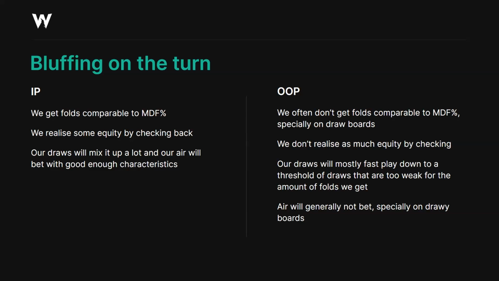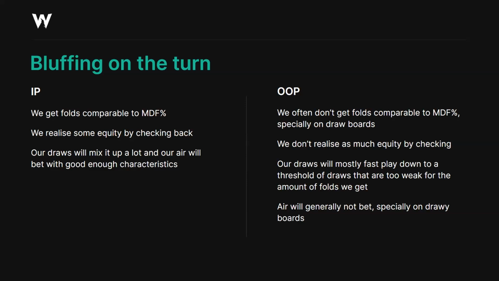When there's a lot of flush draws, the player in position is going to float extremely wide. We don't realize as much equity by checking. When you have a flush draw, if you check out of position, now what? You're going to face a bet. What do you do? You're going to check raise. So definitely the EV of checking with a lot of draws becomes worse because you don't see the next street. You actually can just face a bet right then and there.